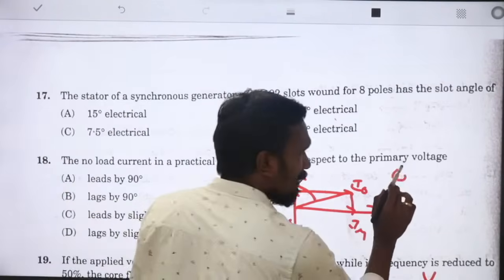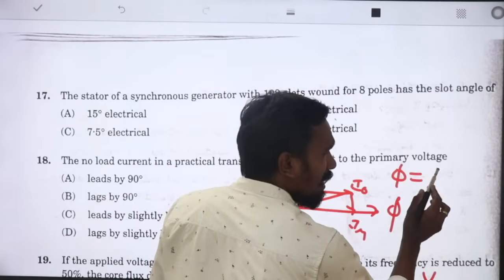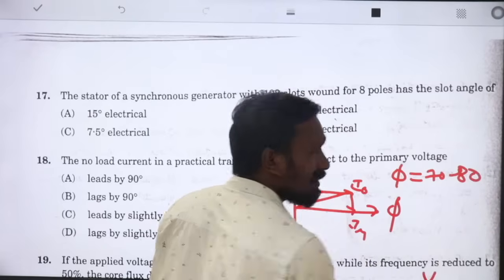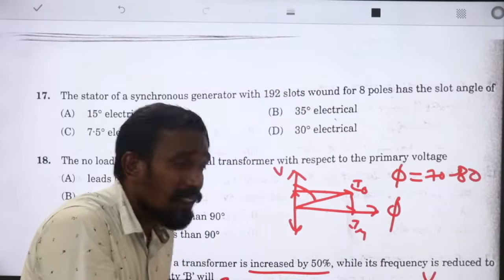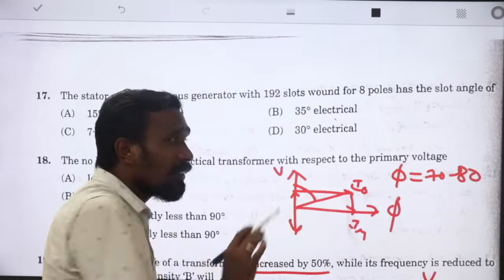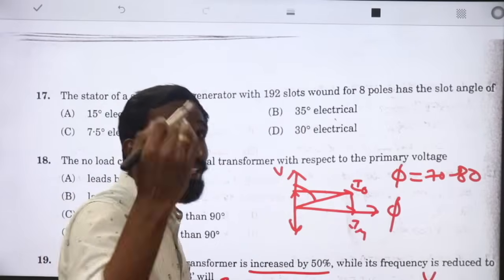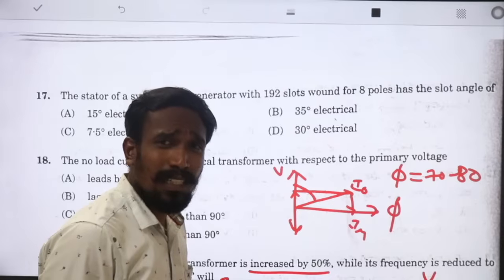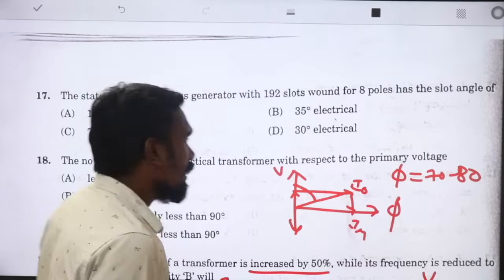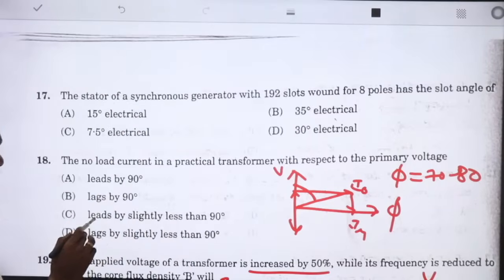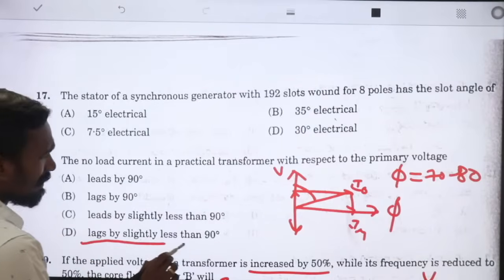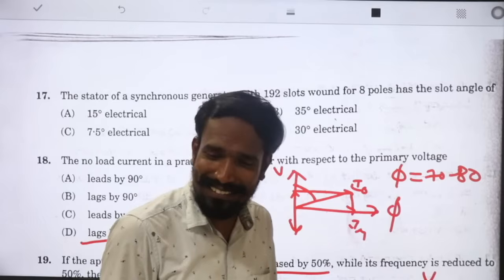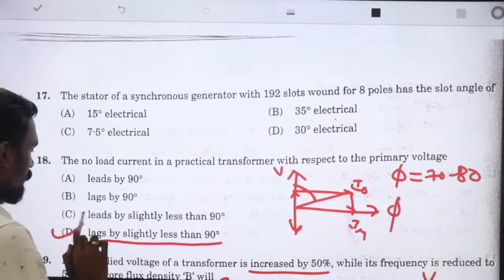I gave you the angle also: for a transformer around 70 to 80 degrees, for an induction machine around 80 to 85 degrees even. Yes or no, guys? So which is the correct answer? Lags slightly less than 90 degrees. This is the 100% correct answer.